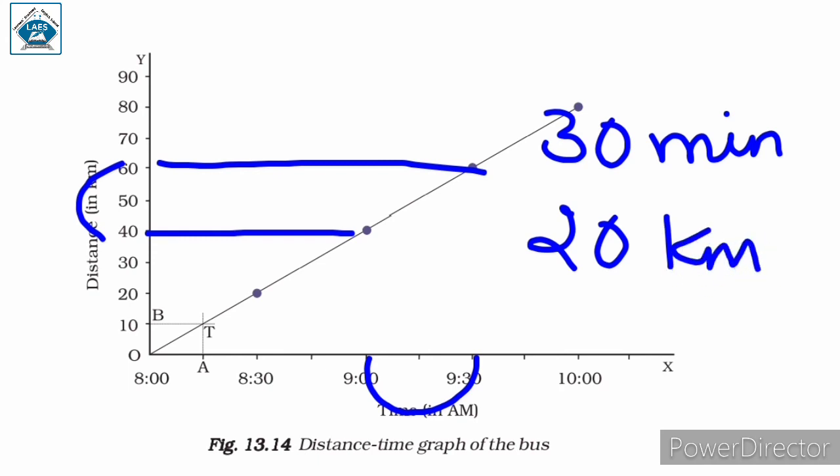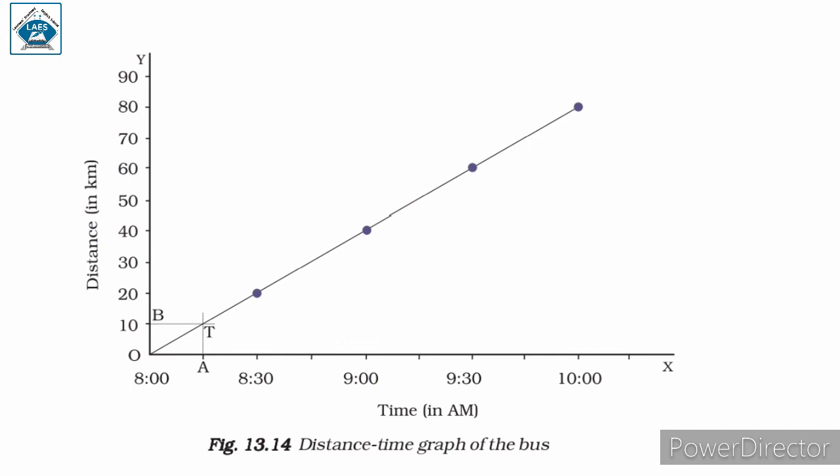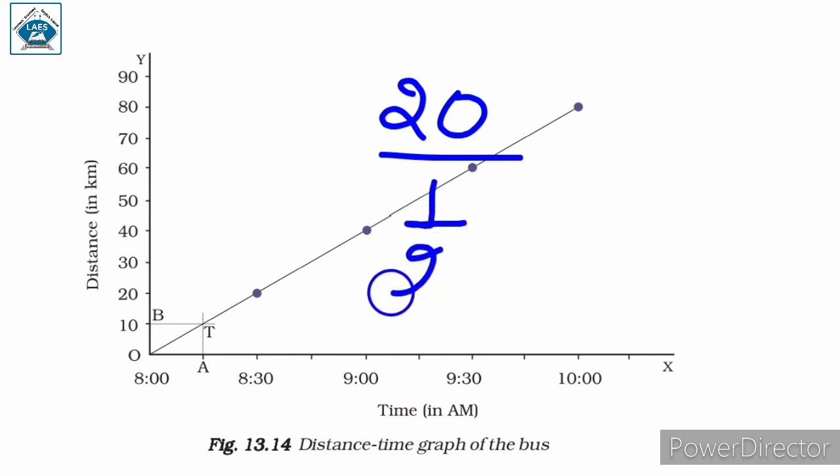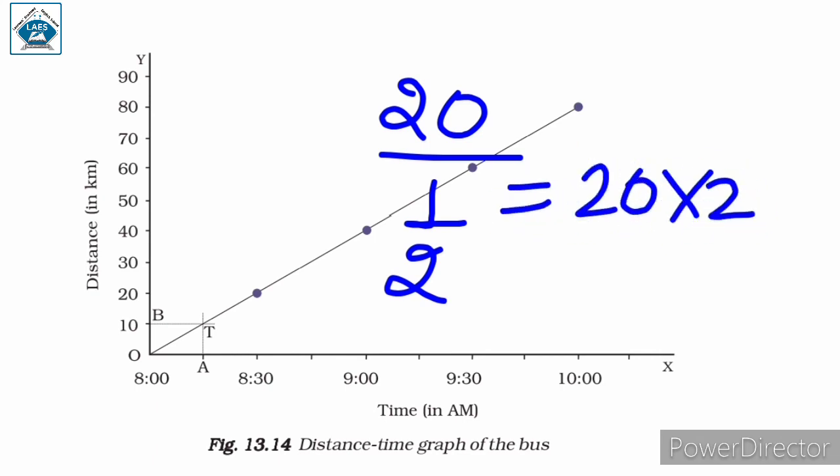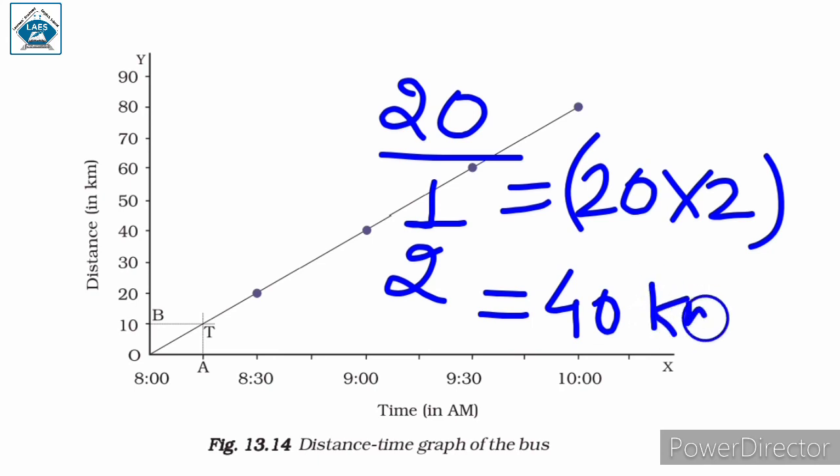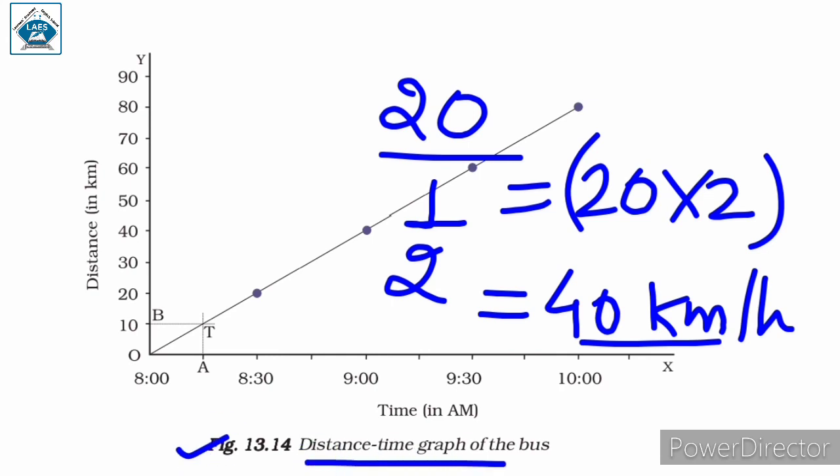So here the speed is constant, so whichever two points we consider, we will get the same speed. So for calculating the speed, we are going to divide the distance by time. Distance divided by time. 30 minutes we converted into hours, which is equal to 1/2. So this is equal to 20 multiplied by 2 and the unit will be kilometer per hour. So the speed of the bus is equal to 40 kilometer per hour. This is the speed of the bus from its distance time graph.